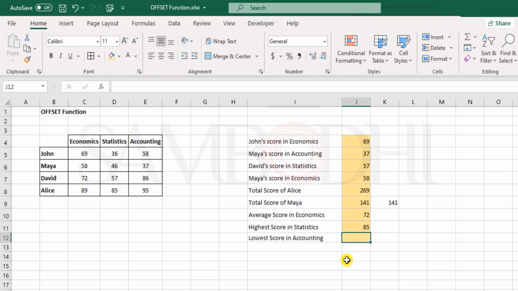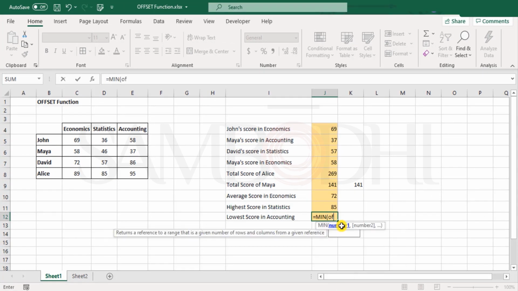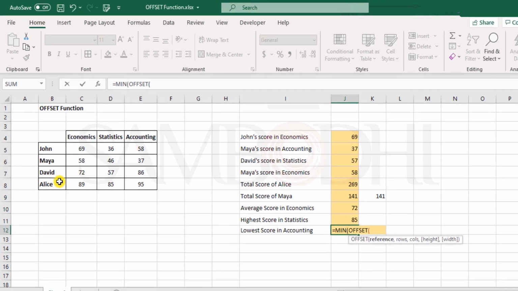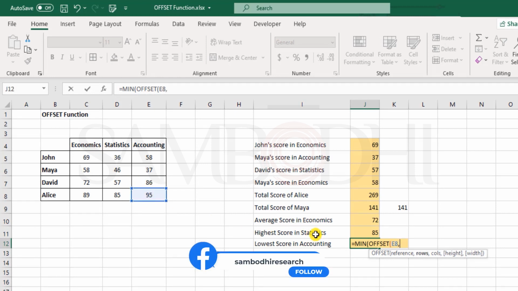Now let us try a similar one for the lowest in accounting. So we say min offset. Now I can also put my starting point over here. Let's say I put my reference point over here. Now I want to take the minimum of the scores in accounting, and this starting point is somewhere within one of the scores of accounting, and that's absolutely fine.